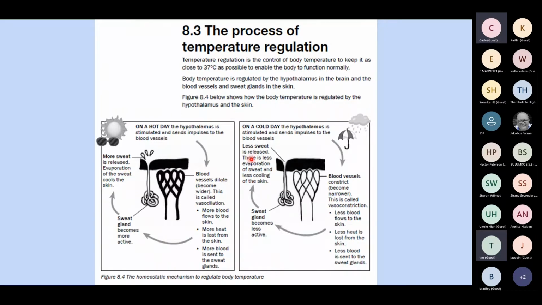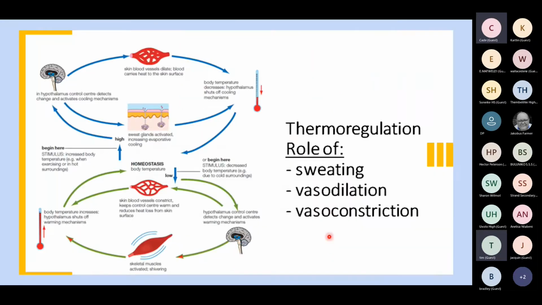On a cold day, the hypothalamus is stimulated, sends an impulse to the blood vessels. Look at what the blood vessels look like on a cold day. They are constricted. They become narrower. This is called vasoconstriction.